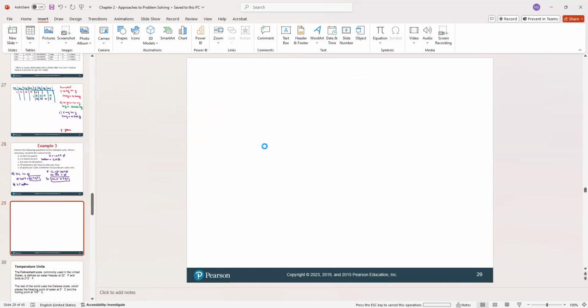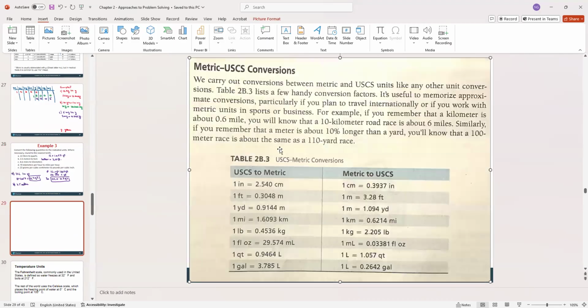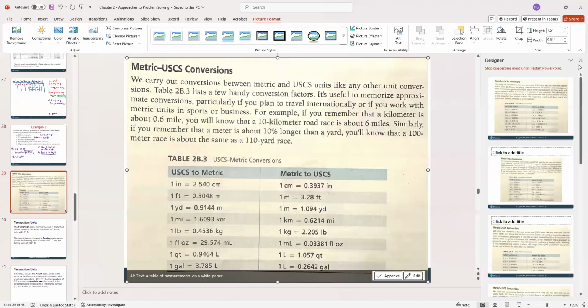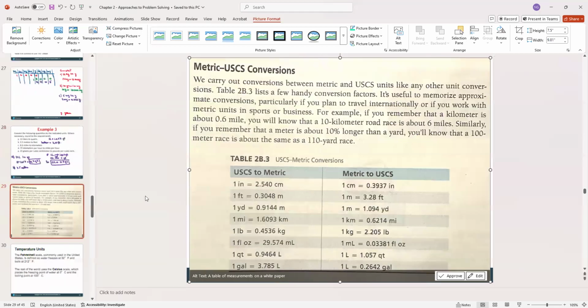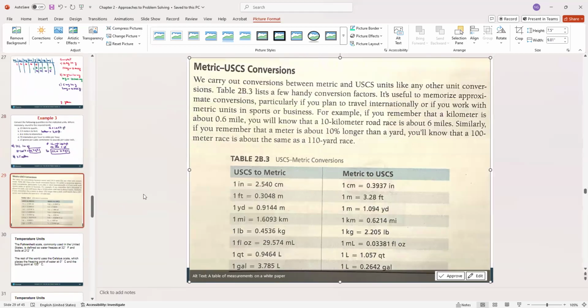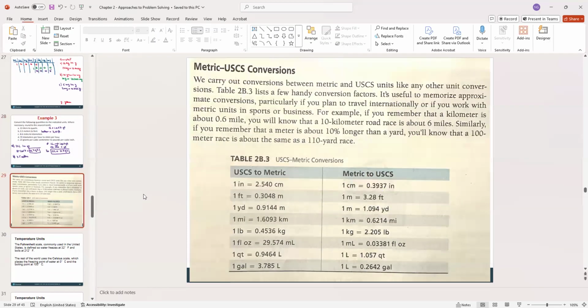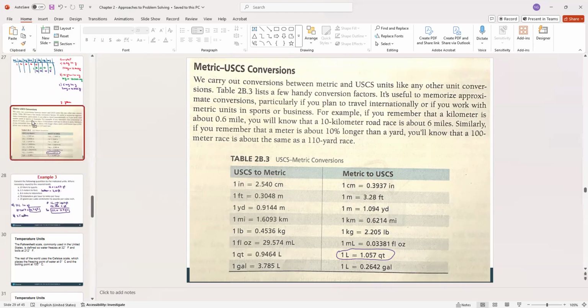So this is the table we were looking for, right? Here we go. All right, now you have it. That's the one I was supposed to use before. 1 liter is 1.057 quart. Okay. Now, the next exercise, I'm going to put it right there for you to see.